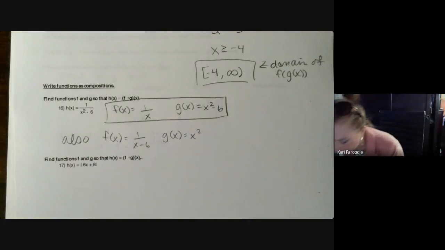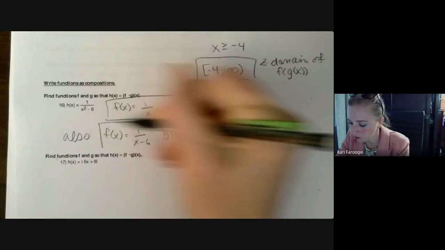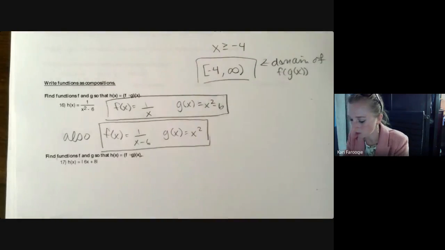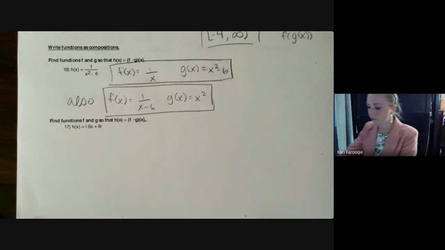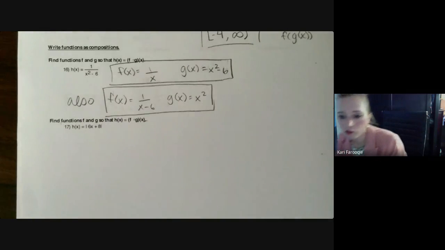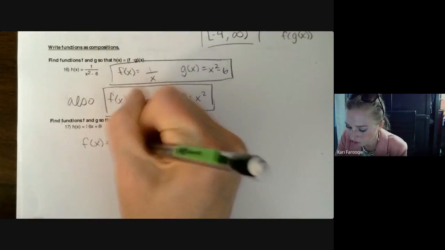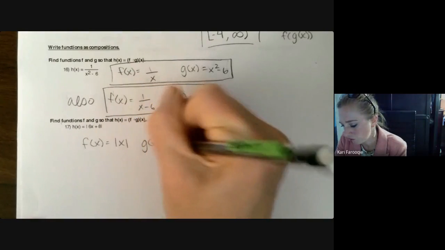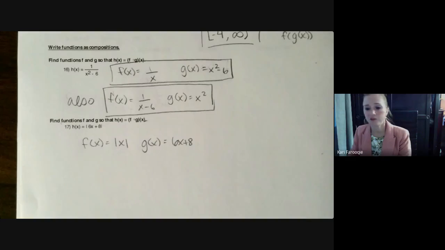We'll do number 17 also, but did anyone have a question on 16? Okay. So either one of these is a good option. For 17, did anyone want to volunteer? Angel, would 17 be, yeah, you know, Angel, that is exactly what I would do. Would 17 be something like f of x equals the absolute value of x and g of x equals 6x plus 8? Yes, absolutely. I think that would be probably the most straightforward.